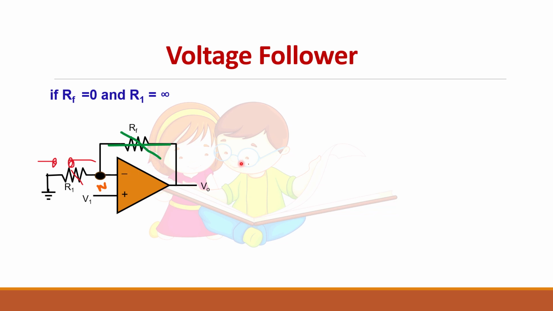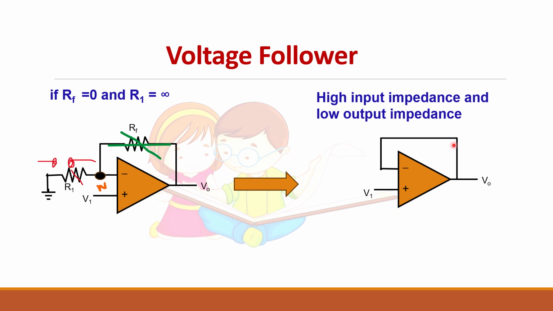Now let us draw it again. So this will be like this. Here the input is there. The output resistor is 0. RF is 0, so I have shorted it. And this input resistance I have made open, so I didn't draw anything here. So this circuit has high input impedance and low output impedance.